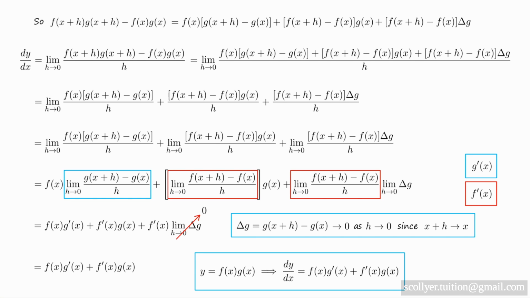And so we see that if y equals f of x times g of x, then dy by dx equals f of x times g dashed of x plus f dashed of x times g of x.